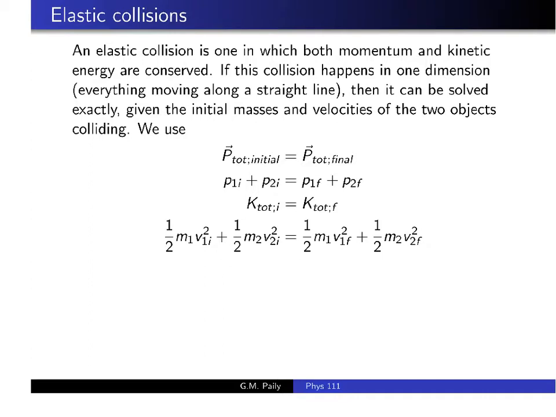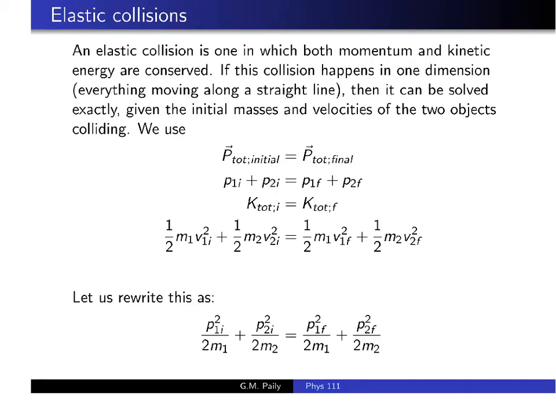How are we to solve this problem? Well, first let's rewrite the kinetic energy equation as p squared over 2m for particle 1 initial plus p squared over 2m for particle 2 initial is equal to P1 final squared over 2m1 for particle 1 final plus P2 final squared over 2m2 for particle 2 final. So all we've done is taken the kinetic energy equation and rewritten it in terms of momenta and mass.